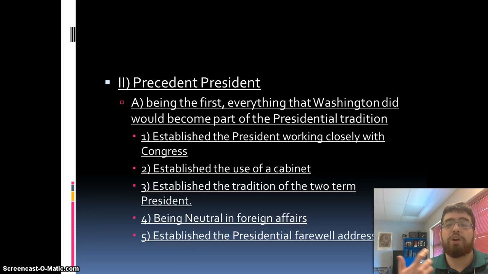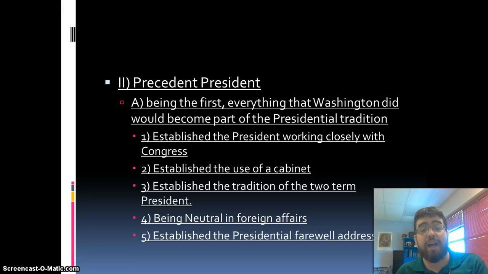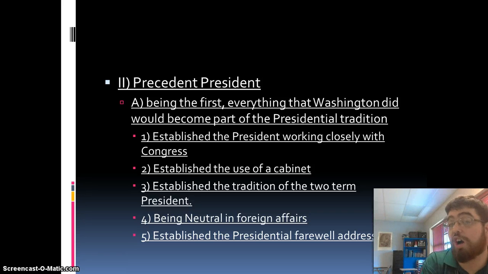So from there, we call Washington the Precedent President. And we call him that because he's the first in everything. He's the first U.S. president, and everything that he does is going to become part of the presidential tradition. For example, the first thing that he established is the president working closely with Congress.